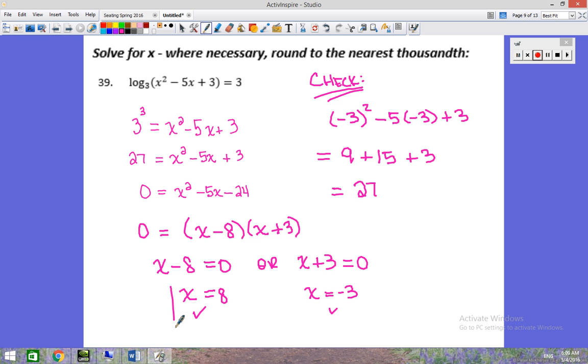So this time, this is a great demonstration that I'm not afraid of negative answers. This negative answer did not make my expression negative. It was a positive 27, and I can take the log of a positive value. I am not afraid of negative answers. I am afraid of taking the log of a negative number or the log of 0.